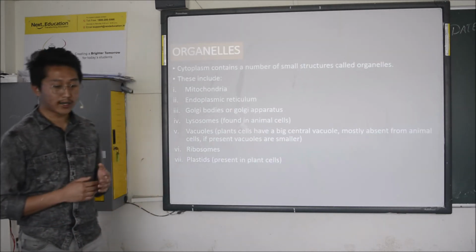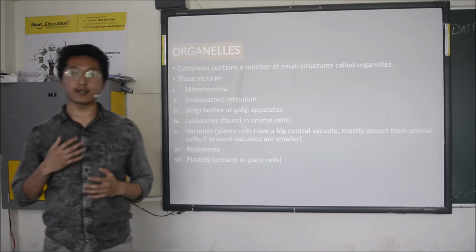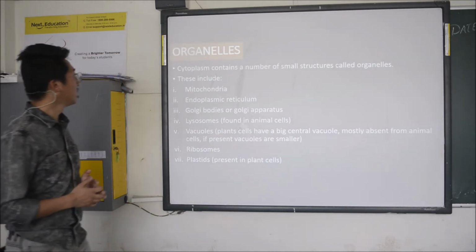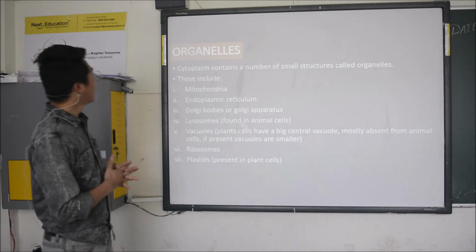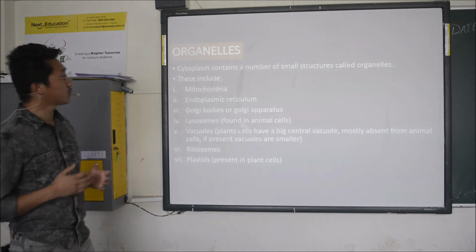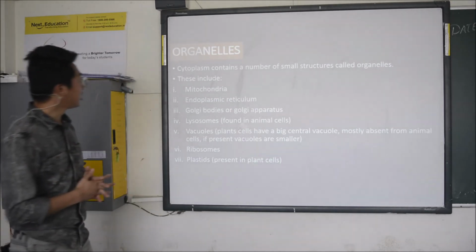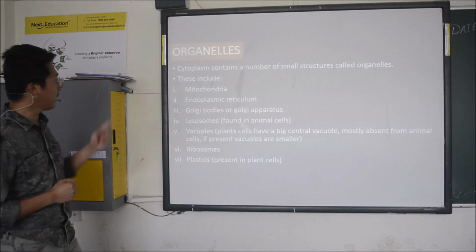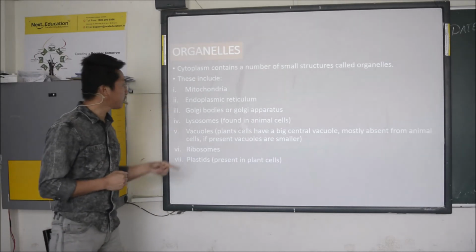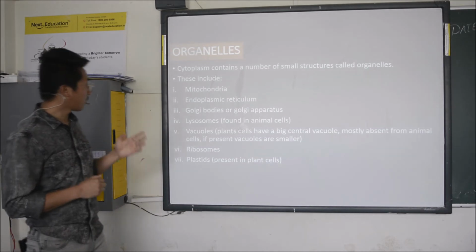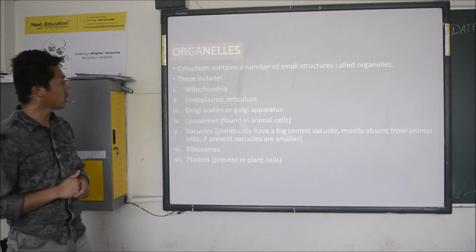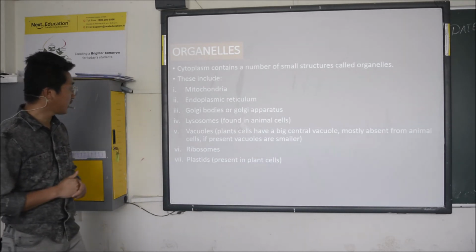Okay, now organelles. Inside the cells, there are different kinds of organelles, and we'll see one by one what they are. Cytoplasm contains a number of small structures called organelles. These include first mitochondria, second endoplasmic reticulum, third Golgi bodies or Golgi apparatus, fourth lysosome.